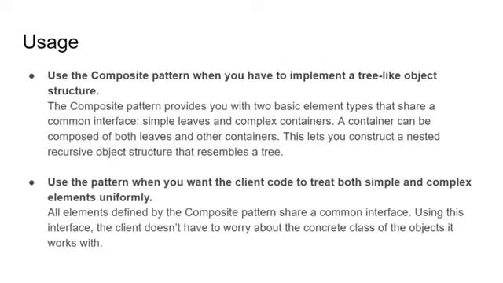So you might be asking yourself, what are the uses of a composite design pattern? Well, the first use is to apply the composite pattern when you have to implement a tree-like object structure. The composite pattern provides you with two basic element types that share a common interface: simple leaves and complex containers. A container can be composed of both leaves and other containers. This lets you construct a nested recursive object structure that resembles a tree.